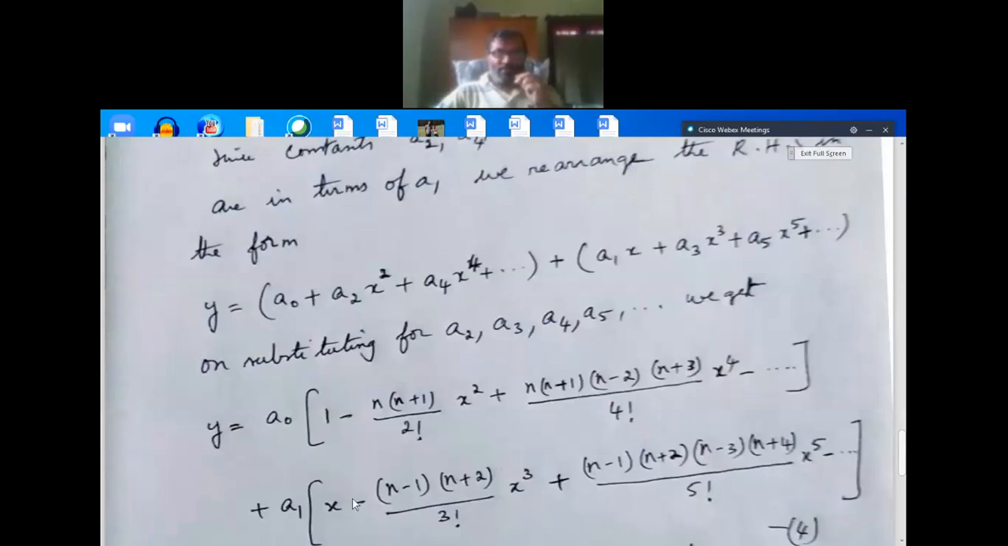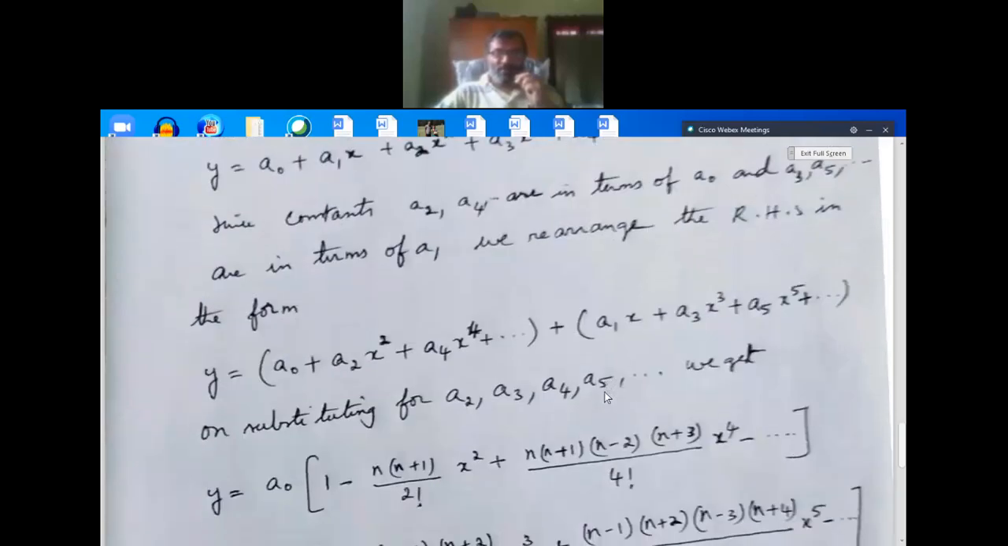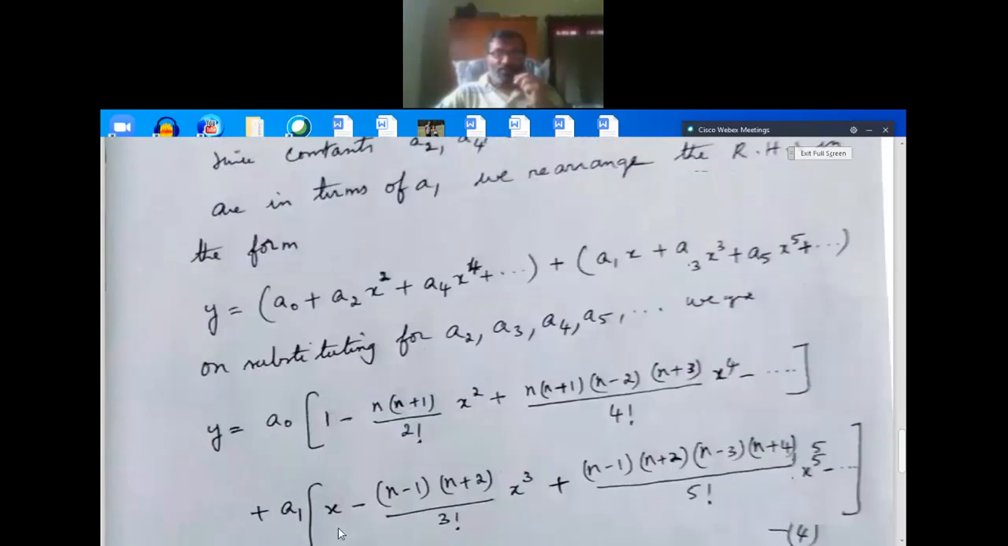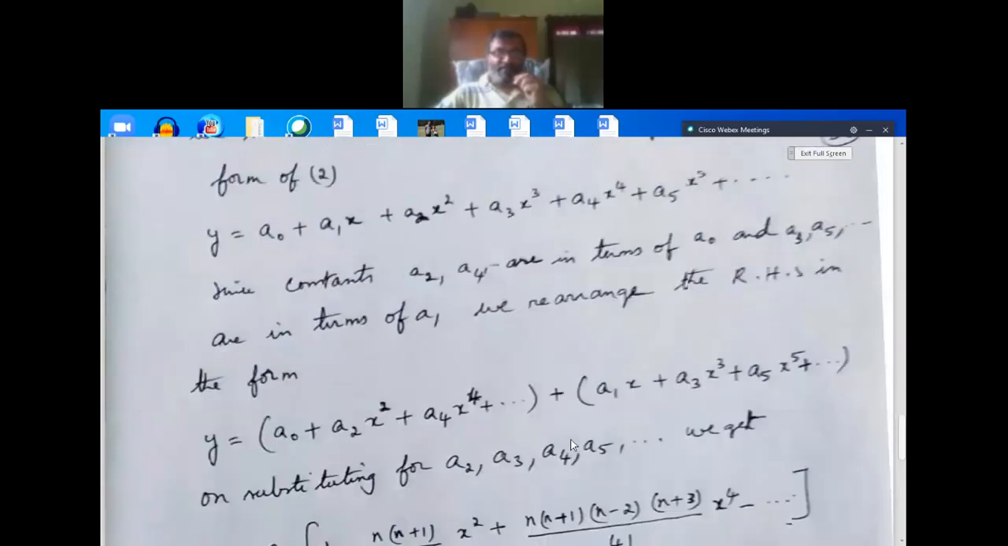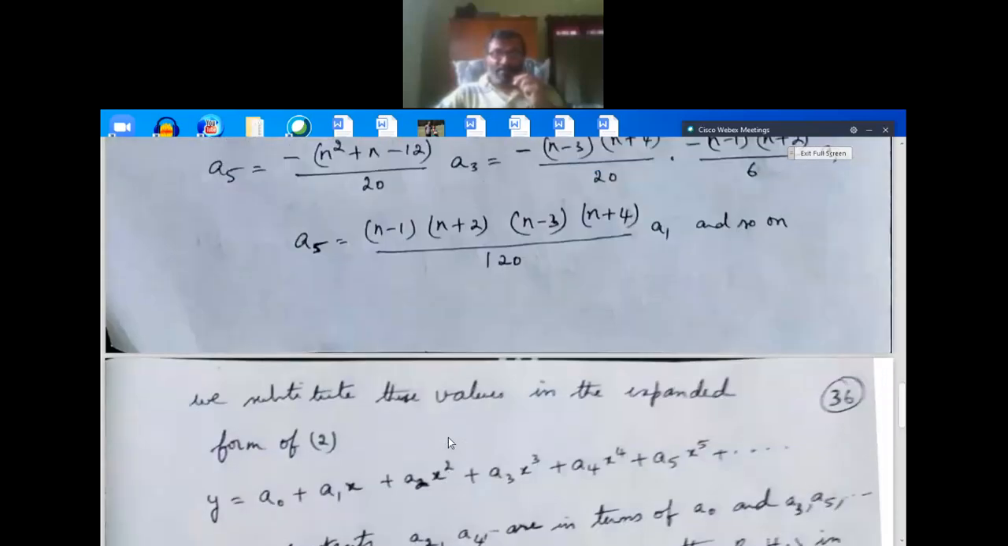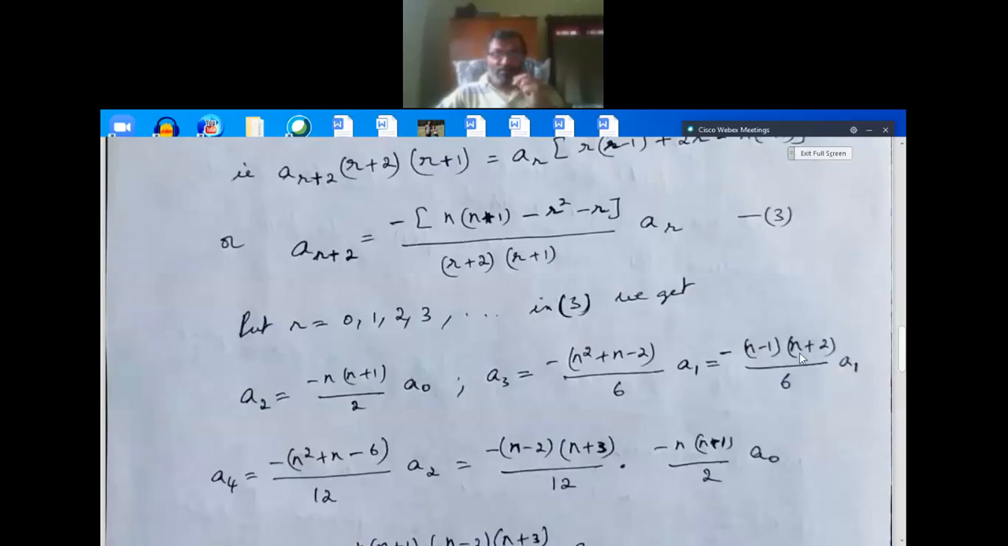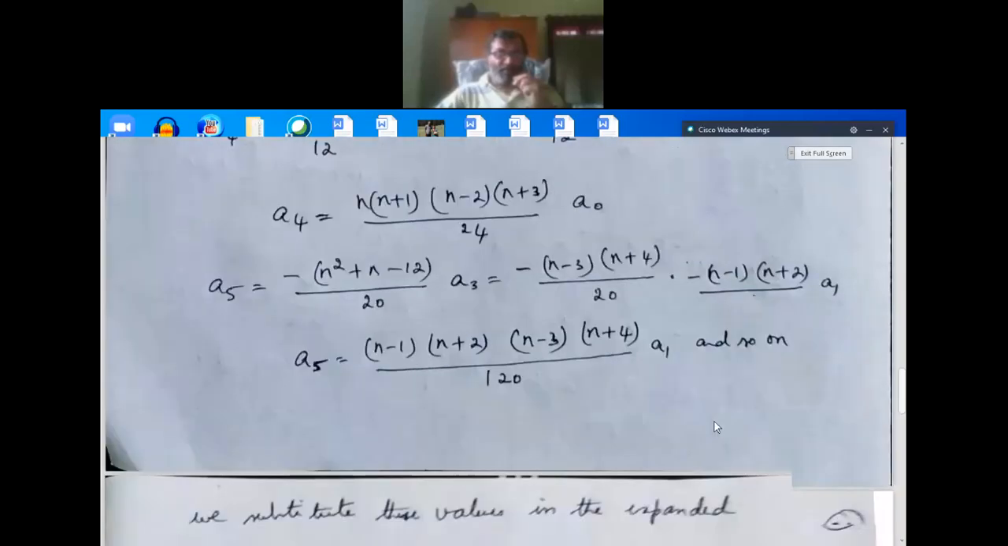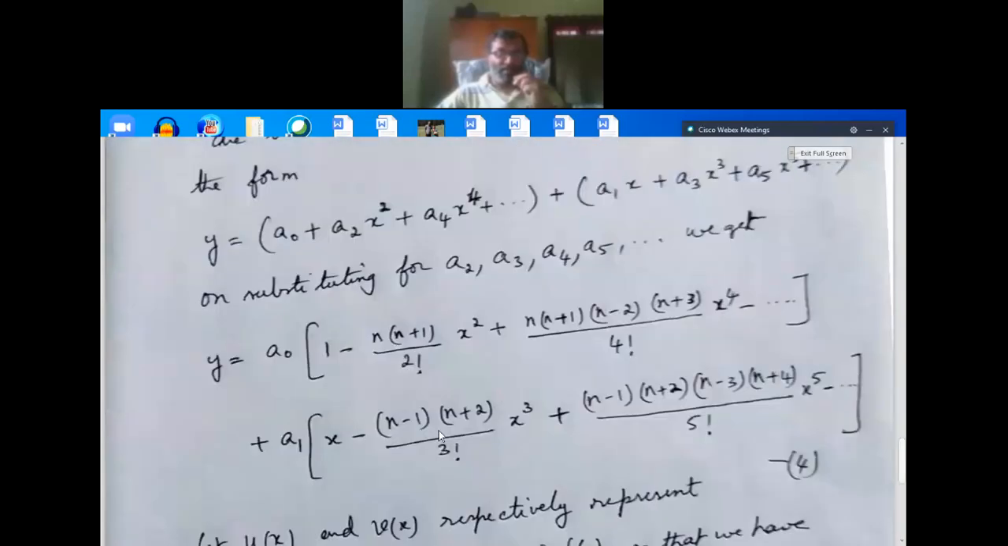Next we come to a1. Everything is in terms of a1, so I wrote a1 outside, into x. Then a3 here is minus (n minus 1) into (n plus 2) by 6 into a1, written with x cubed. But 6 can be written as 3 factorial, because 3 into 2 is 6. I hope it is clear.